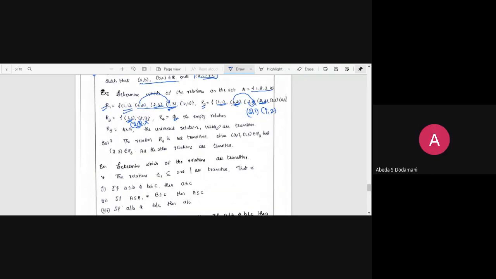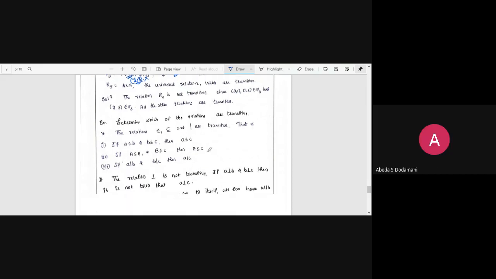Ma'am, then the reflexive function will be transitive only, no, ma'am? Yes, you are absolutely correct. Reflexive function will always be transitive. Like see, if you take 1,1, 2,2, 3,3, 4,4. So 1 is related to 1, 1 is further related to 1. Correct? And again 2 is related to 2, 2 is again related to 2, means every reflexive function is always a transitive function. Okay?